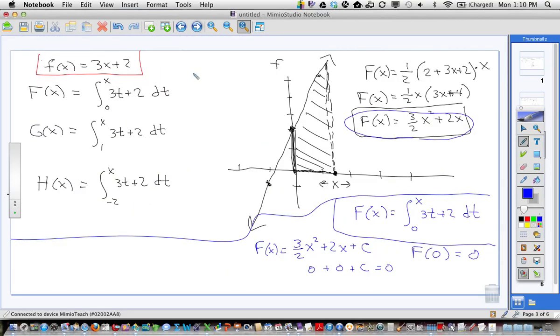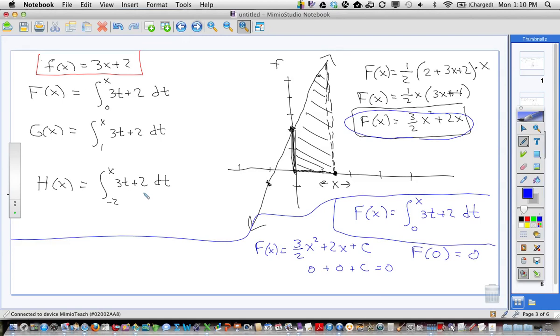Well, that'd be 7 halves. Now, would it be 7 halves or negative 7 halves? You want big F plus C to equal G. So what would you have to add? In other words, what they're saying is, what would you have to add to big F to make it equal G?